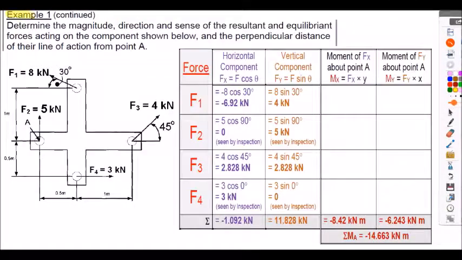Example 1 continued. So what we're going to do now is to consider the next 2 columns in the table. This is the new aspect of this presentation. Because these are non-concurrent forces, we now have to consider the out-of-balance moment effects that occur because of the location of the forces applied in our system.